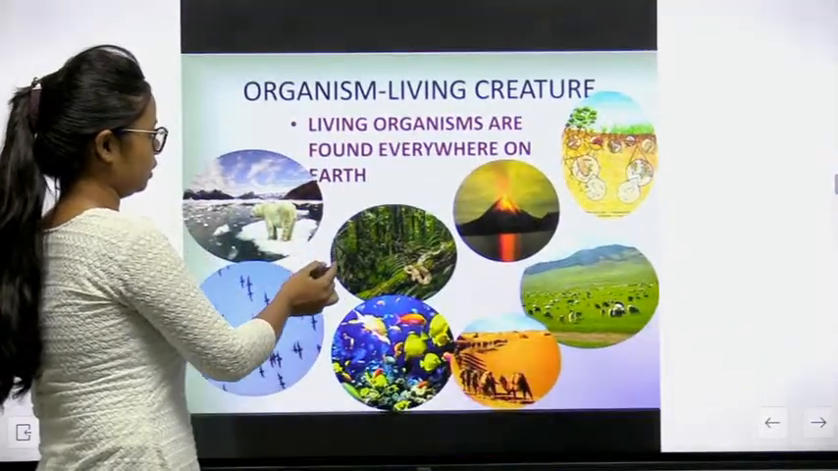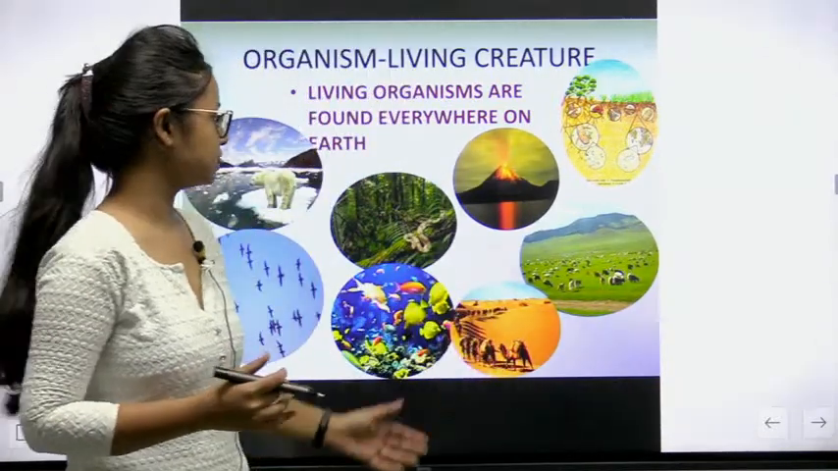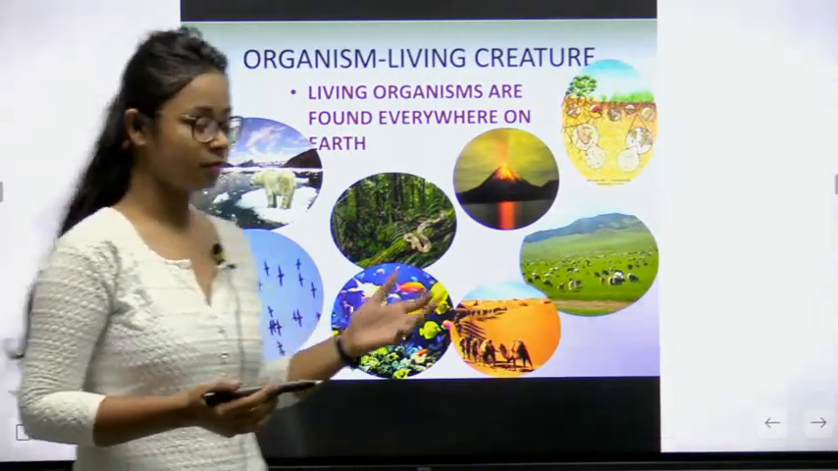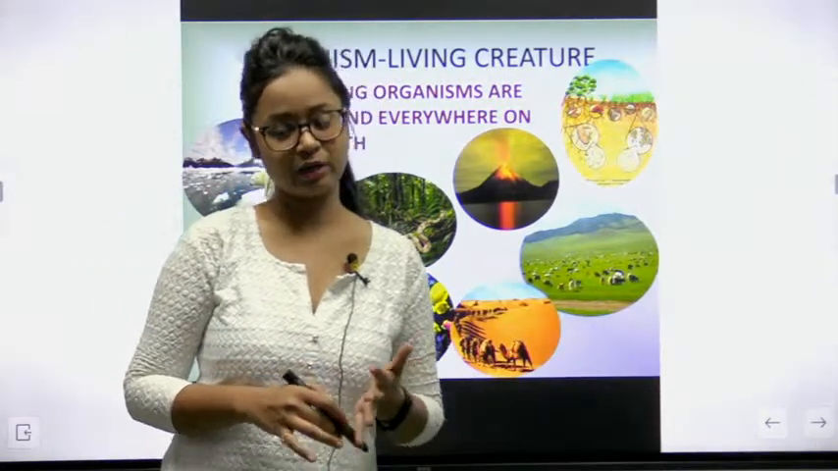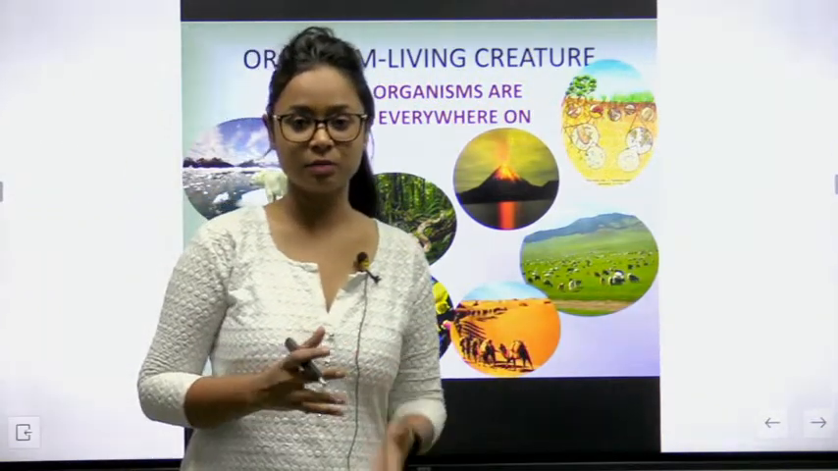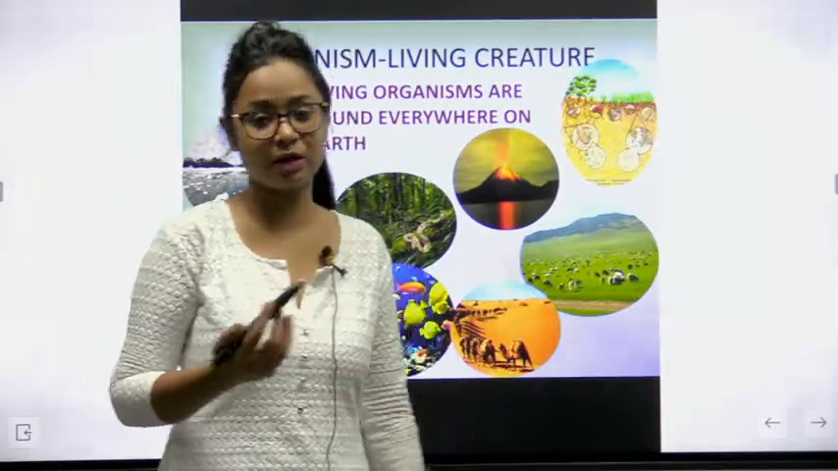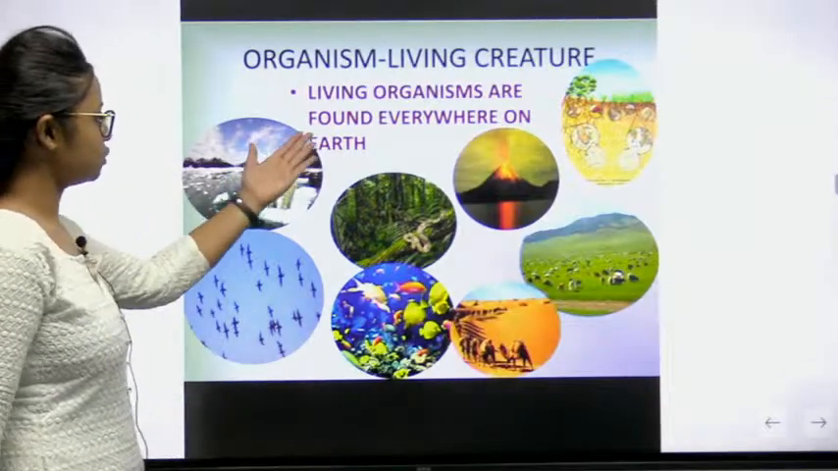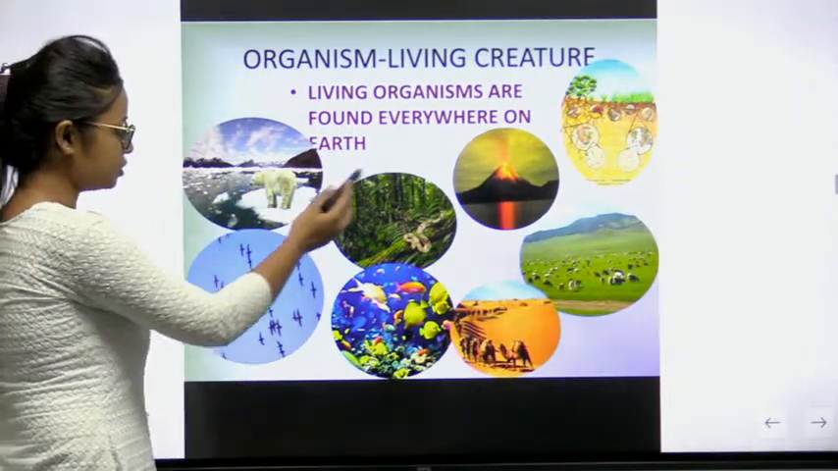Now, first of all, tell me what do you mean by living organisms? Living organisms are found everywhere on earth. A living organism needs food, shelter, water, everything. So every living thing, for example plants, animals, human beings, even bacteria, is included in living organisms. Clear? Because they all need food, shelter, everything. There are some pictures of living organisms.